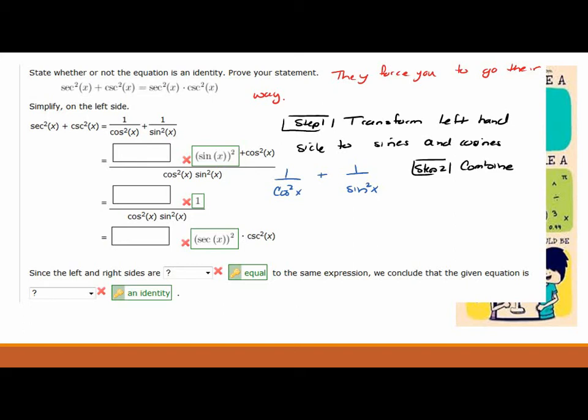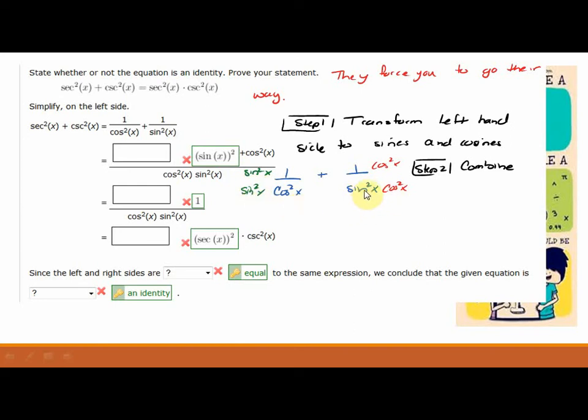Step 2 is to combine them. How do I combine it? Students had trouble with this last semester. Combining fractions, you get a common denominator. So you need to look at the bottom of each side and make sure they're the same. How do I make them the same? Well, this bottom over here, the cosine squared, it's lonely, it's missing a sine squared. So I'm going to put a green sine squared there. Whatever I do to the bottom, I also have to do to the top. So I have to multiply top and bottom by sine squared.